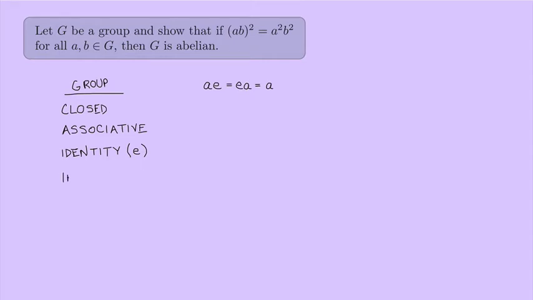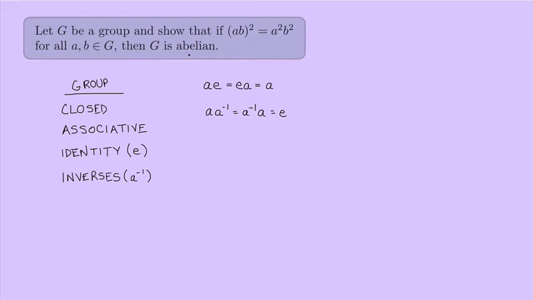And then last we have inverses, meaning that every element has an inverse. And for an element A, we usually denote that by A⁻¹. And that means that you take A and you multiply it by its inverse, and it doesn't matter what order you do it in, you should end up getting back the identity element. Okay, so that's basically what a group is.